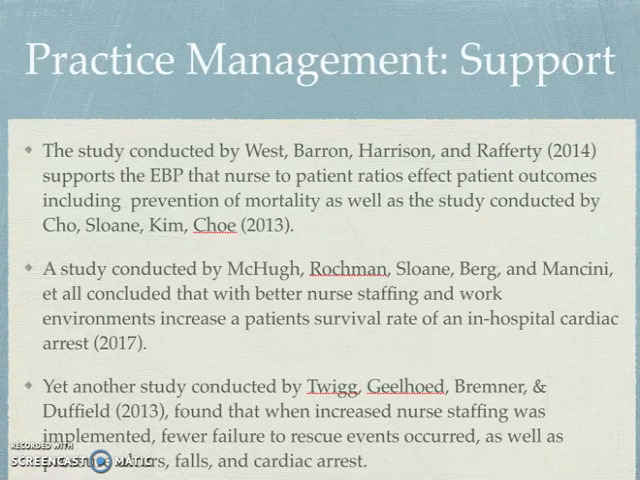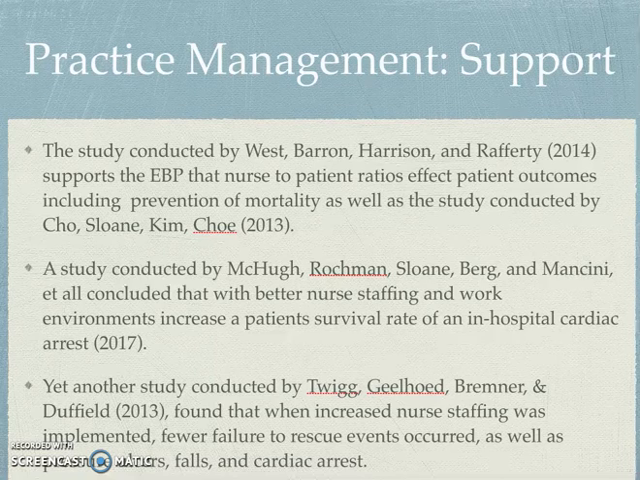So when I look at the studies, those conducted by West, Barron, Harrison, and Rafferty support the EBP that nurse-to-patient ratios affect patient outcomes, including prevention of mortality, as well as the study conducted by Choi, Sloan, Kim, and Choi. Those absolutely support the EBP.